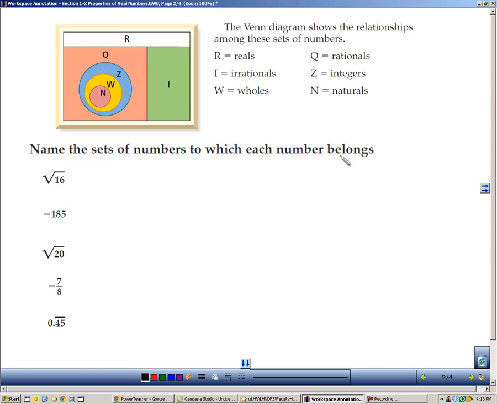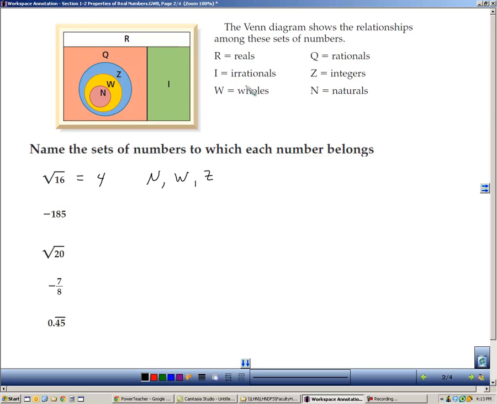Now these instructions tell us to name each set to which the number belongs. So let's take a look. Square root of 16 is a 4. So which one of the sets does 4 belong to? Well, let's start with the smallest one. It's natural, because 1, 2, 3, 4. It's a whole number. It's an integer.